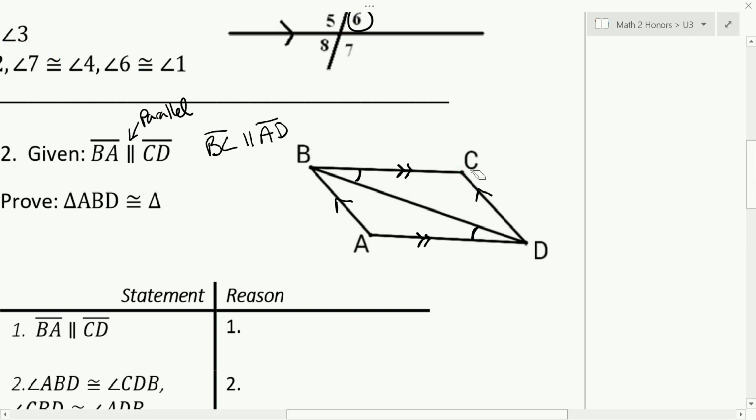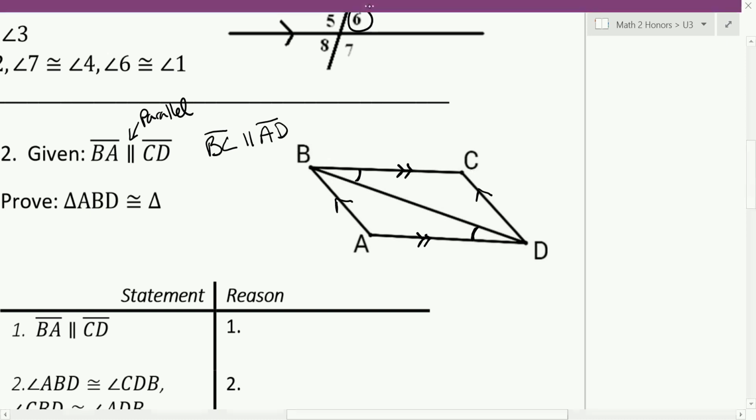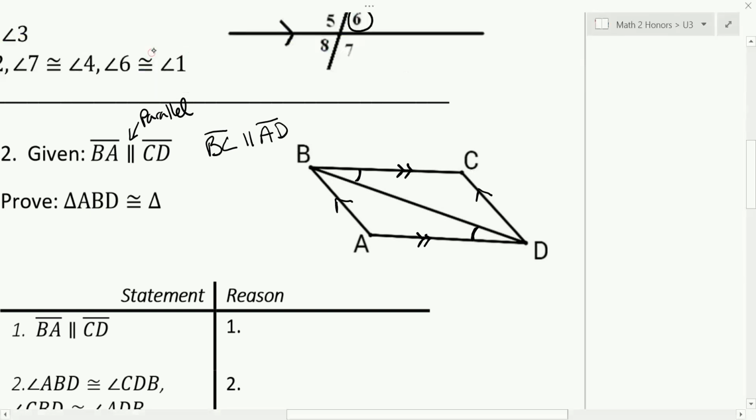But there is another pair. Yeah, Sean. ABD right here and C right here. Okay, both those are touching a parallel side, and they're both touching a common line segment, BD, which is your transversal. So there we have our alternate interior angles. So being able to see that is important.